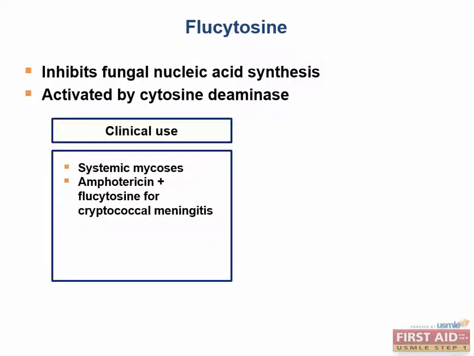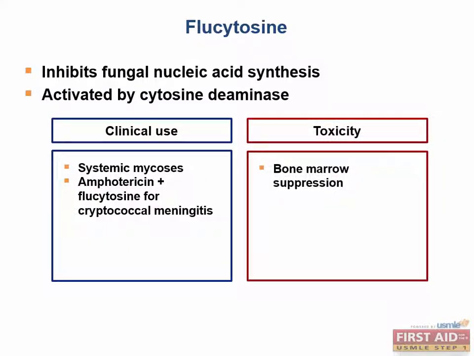This drug is used for systemic mycoses and is used in combination with amphotericin B for cryptococcal meningitis, most importantly. Unfortunately, nothing is perfect, and flucytosine can still impact our own rapidly dividing cells and behave like other chemotherapeutic agents. Although it can cause some nausea, vomiting, and diarrhea, the most important effect of this medication is bone marrow suppression, because remember, flucytosine is a precursor to a very potent chemotherapy, 5-fluorouracil.